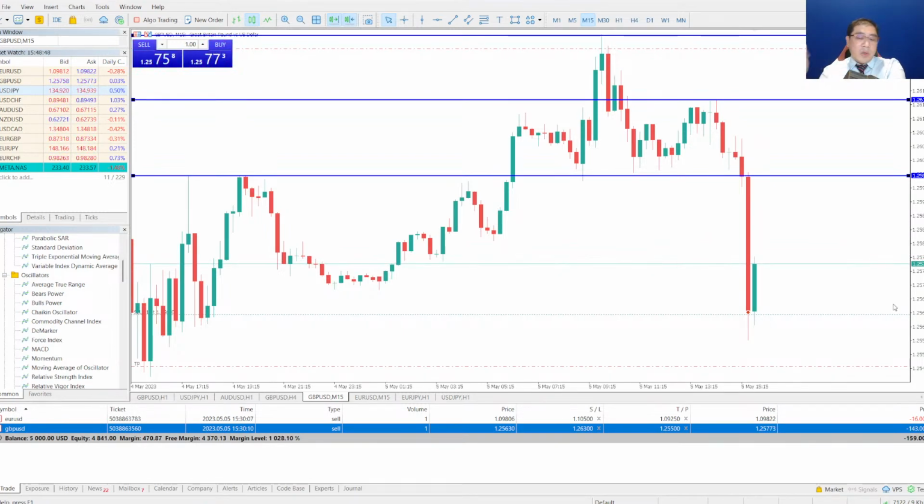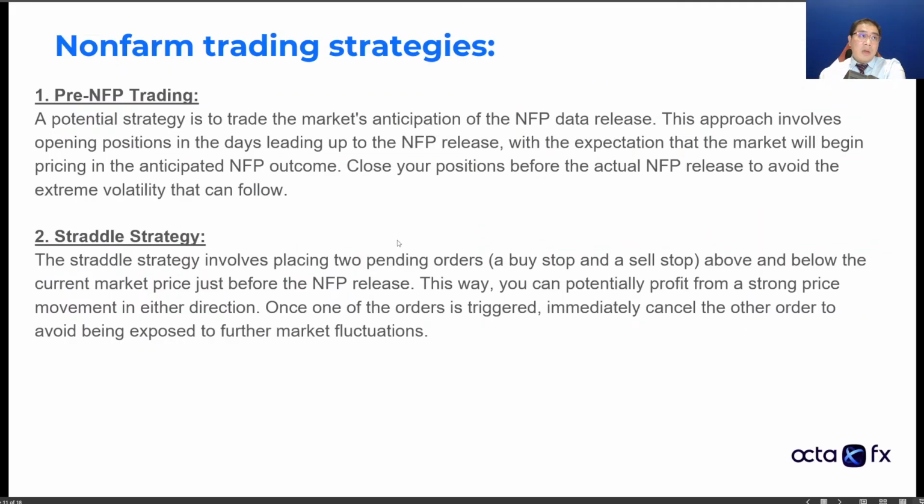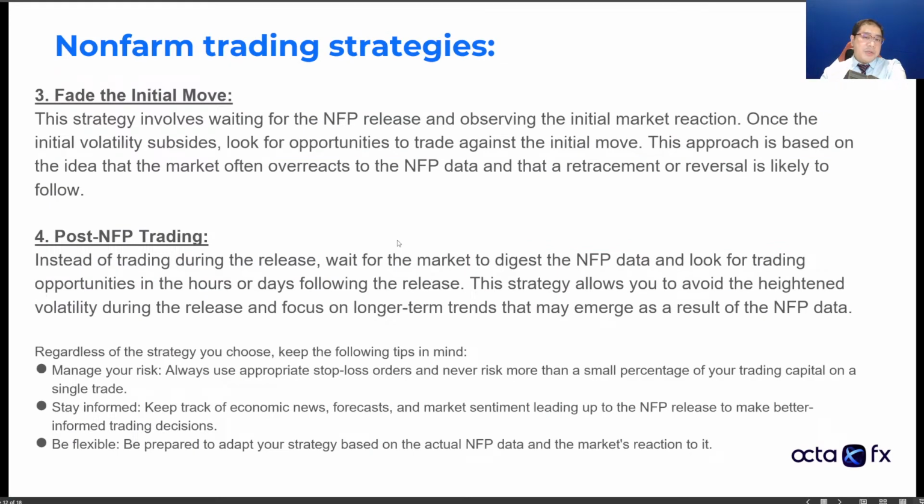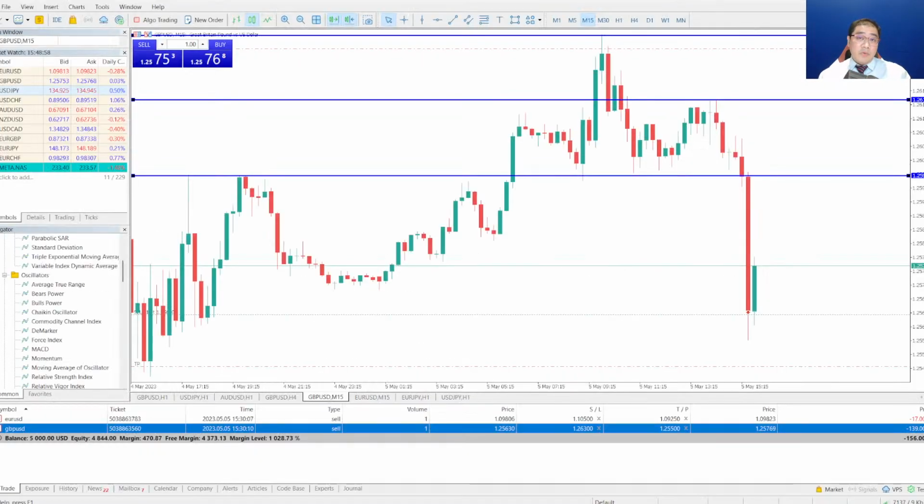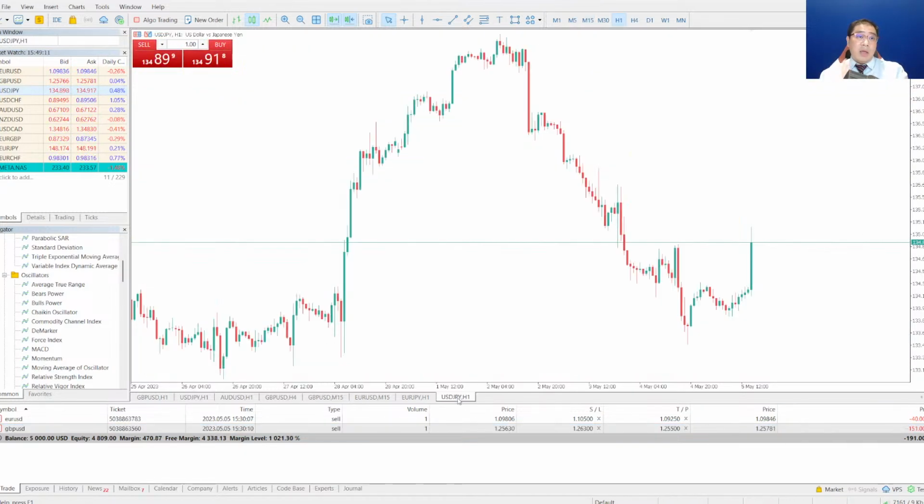This is what we call fading the initial move, right? So if you don't have a position, assuming we don't have any position right now, and if we look at the current movement in the market, we have a little bit of an overreaction in the market, right? You could trade this by going long if you want to. So we'll do that on a different currency pair. We'll do that on the dollar Japanese yen, right?